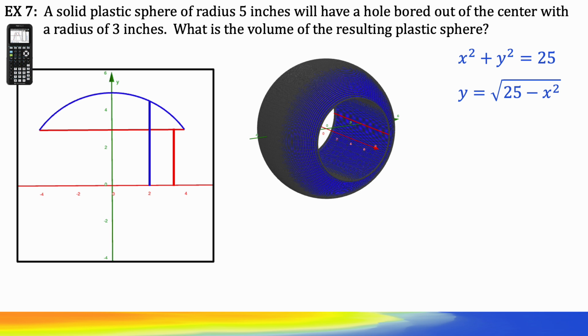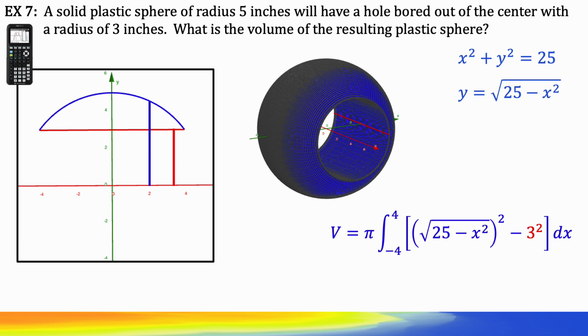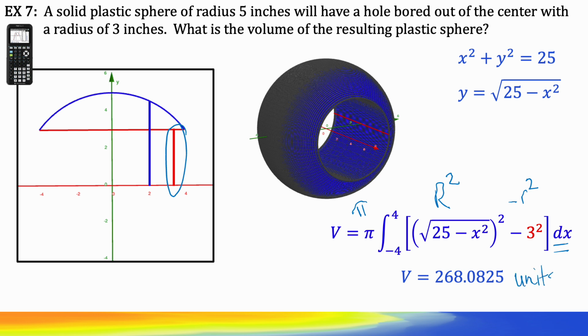All right, so shall we set this up? Here we've got pi, and then big R squared minus, and then little r is just a constant height of 3, so there's little r squared dx because we're rotating around the x-axis, and plug that into your calculator, and we've got 268.0825. I need to write here units cubed. Don't forget to label your answers.